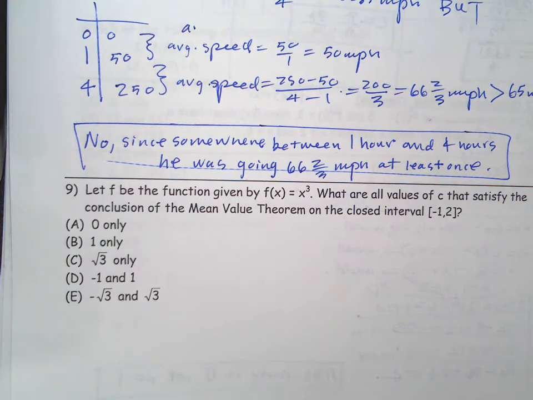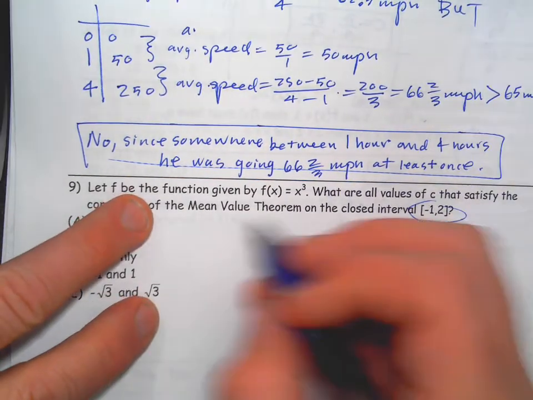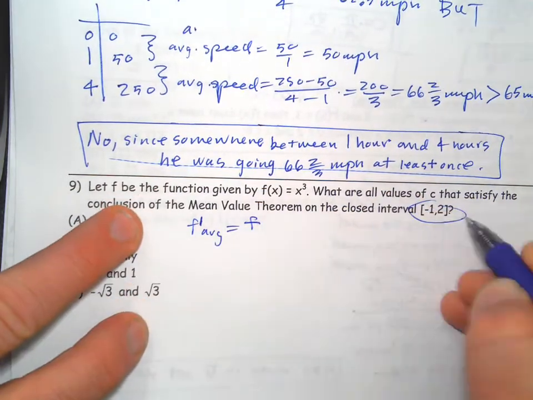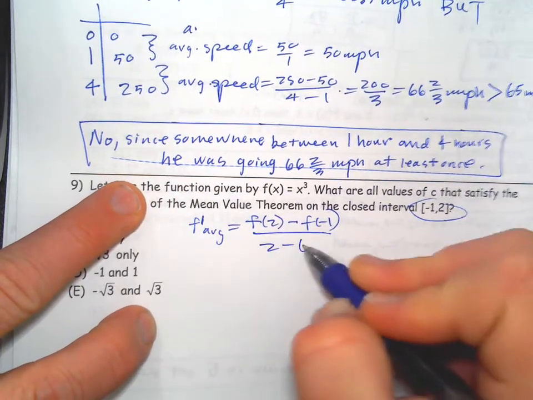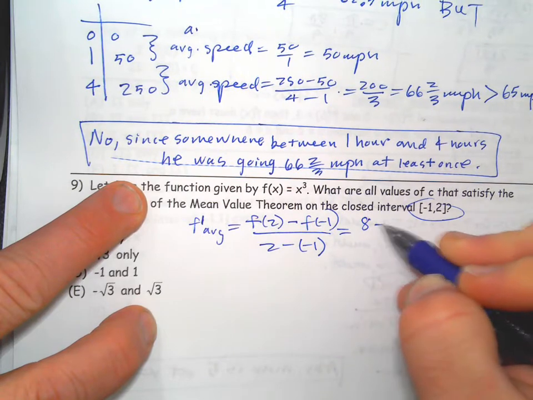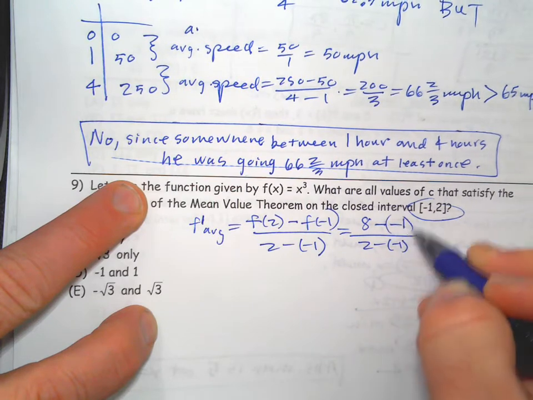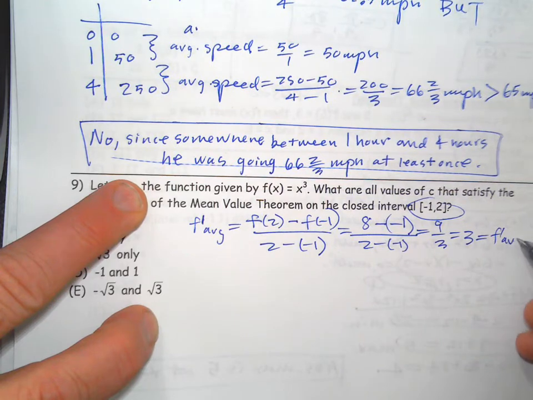Okay, number 9. Let f be the function given by f of x equals x cubed. What are all the values of c that satisfy the conclusion of the mean value theorem on the closed interval? Okay, this is what we've been doing. Got to find the average derivative first. It's going to be f of 2 minus f of -1 over 2 minus -1. f of 2 is going to be 8. -1 cubed is -1. We get 9 over 3, which is 3. So that's the average value of the derivative.